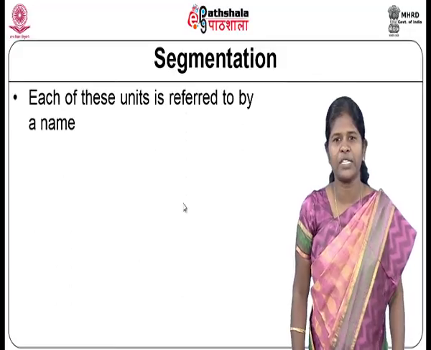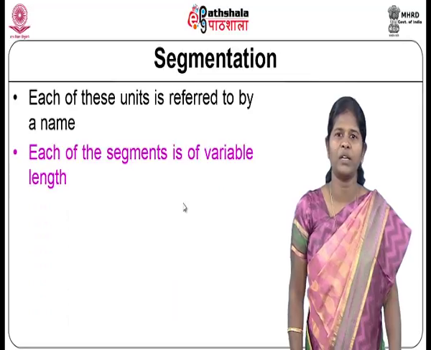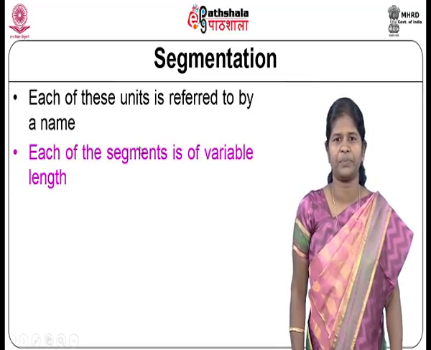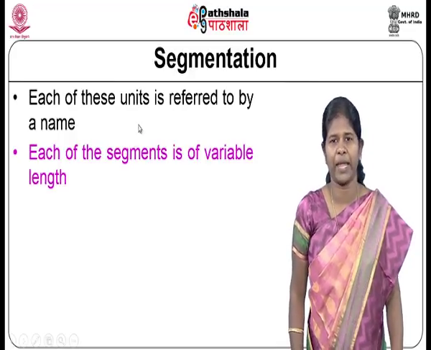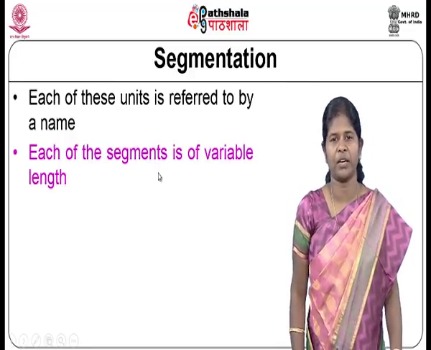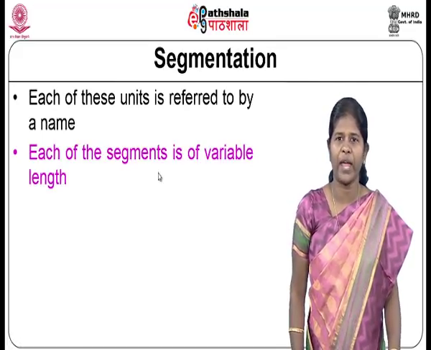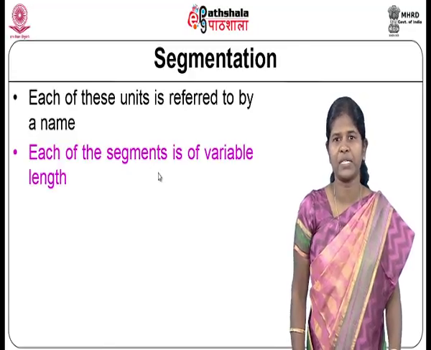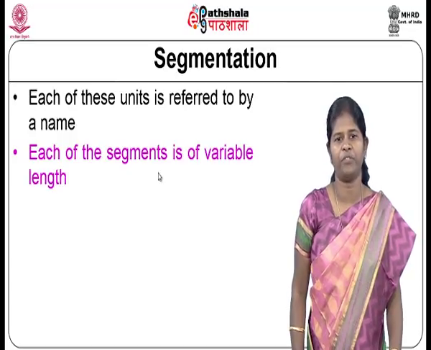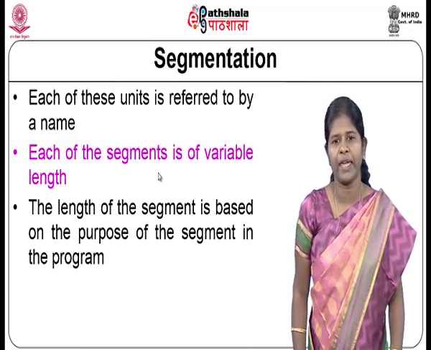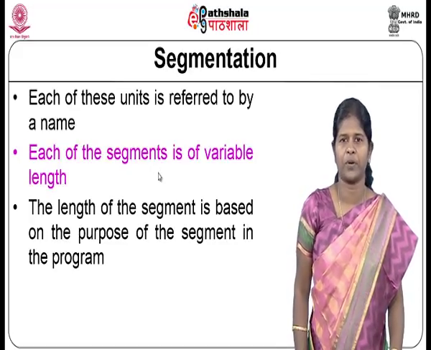Each of these units is referred to by a name, so you will have a segment name for each of these units. And you can see here that each of the segments will be of variable length. In the case of paging, when you divided the program into pages, all the pages were of equal size. But in the case of segmentation, the segments will be of variable size, and the length of the segment is based on the purpose of the segment in the program.